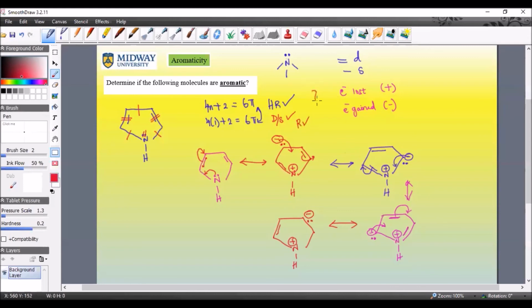So this fulfills all three rules. It's aromatic, all right? The nitrogen-containing compounds are a little bit tricky, but it's not overly difficult. What I want you to do is watch both videos, actually all three videos. The one with carbon and hydrogen is easier. The one with nitrogen is a little tricky.